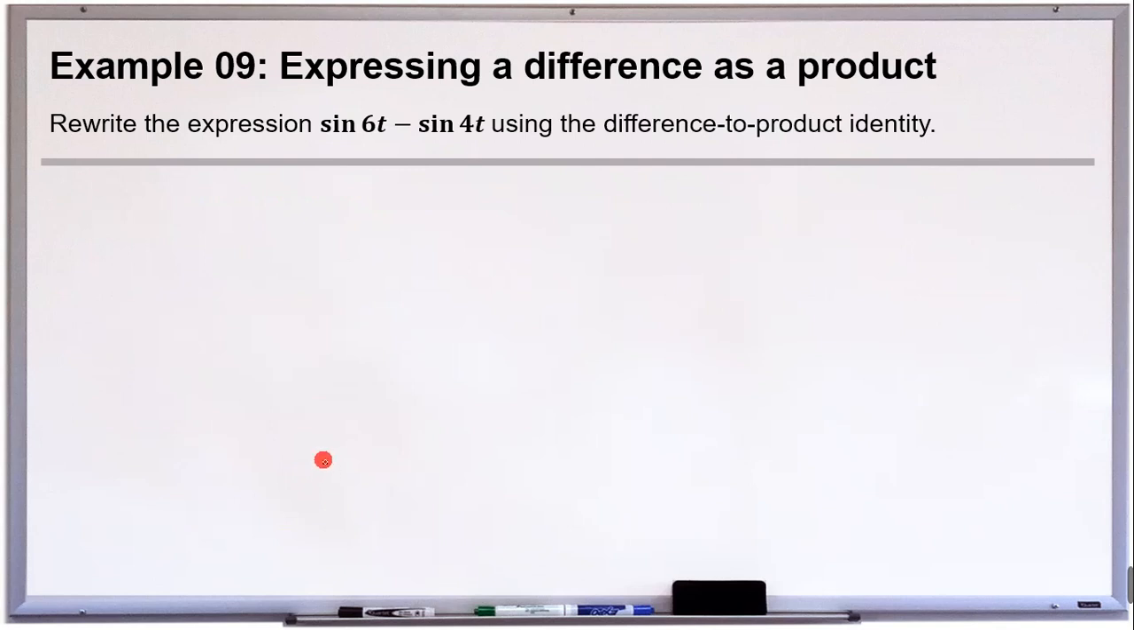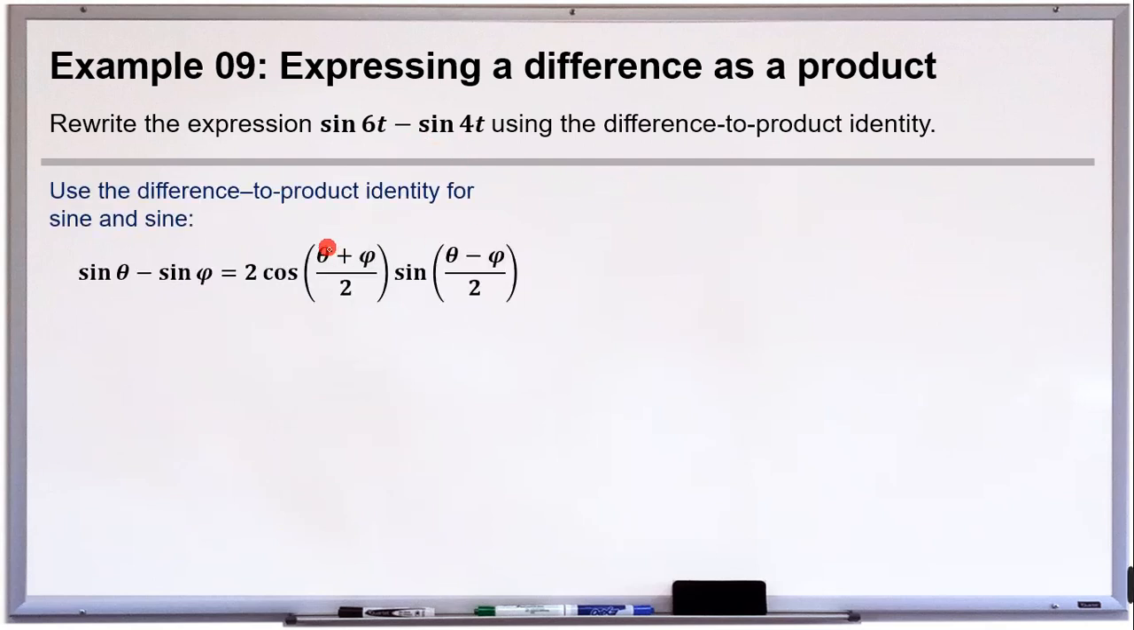Next, we will rewrite sine 60 minus sine 40. This is a difference, so we will convert it into a product using the difference to product identity for sine and sine. Since the given is sine minus sine, we will use the sine-sine difference to product identity. Use this equation, substituting the values. For theta, the first angle, that's 60. Then for phi, the second angle, that's 40. So you have 60 plus 40 all over 2 for the cosine, whereas for the sine, you have 60 minus 40 all over 2.